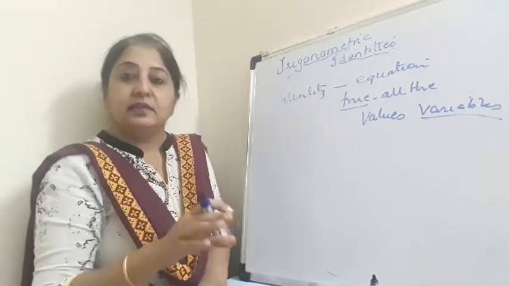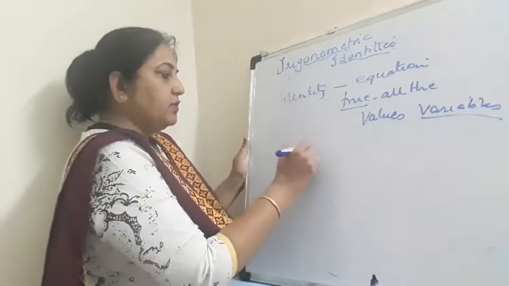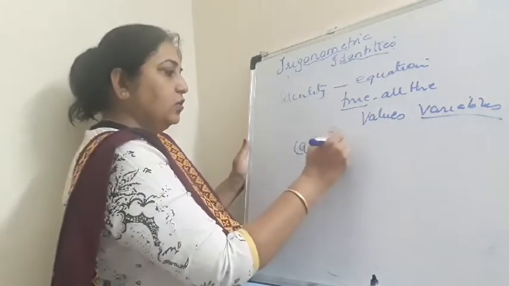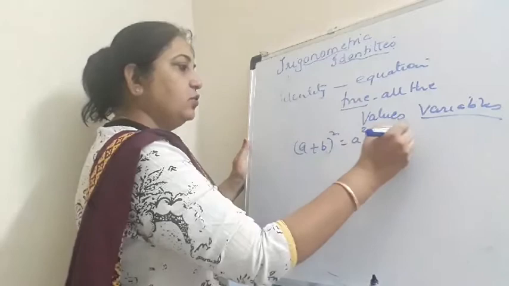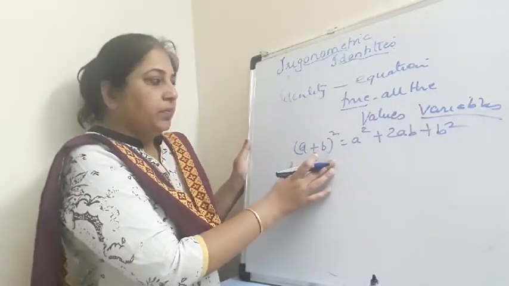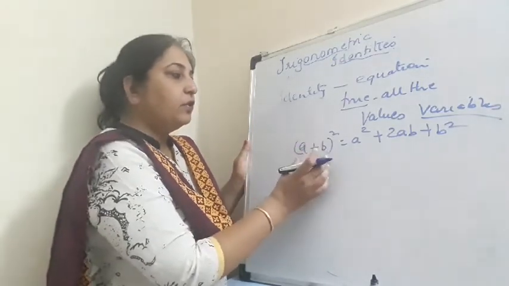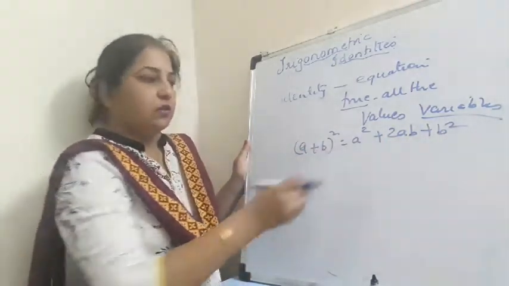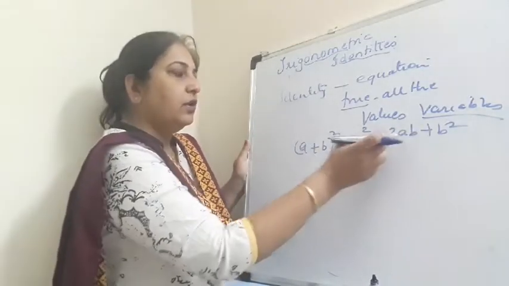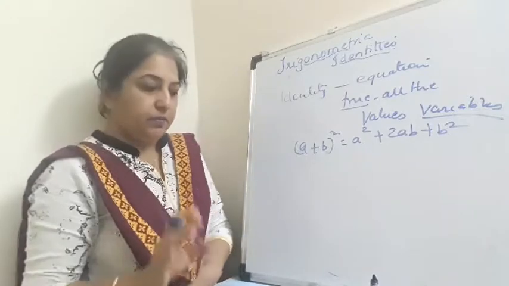So in easy words I am going to show you, suppose (a plus b) the whole square is equal to a square plus 2ab plus b square. This is one identity in a and b. If any value of a and b is substituted here, it will be true for this particular expansion, or it will be true for all the values of a and b. This is called an identity, right?